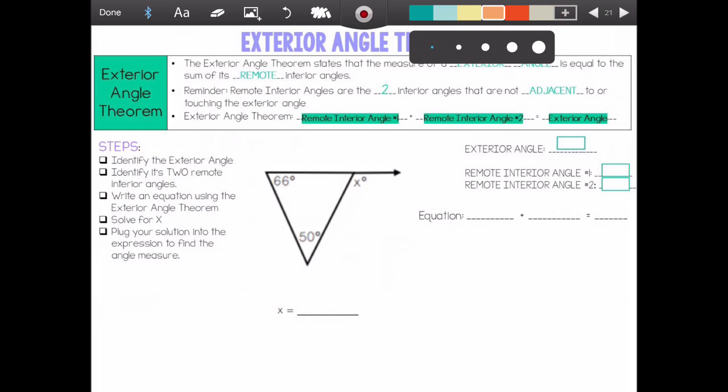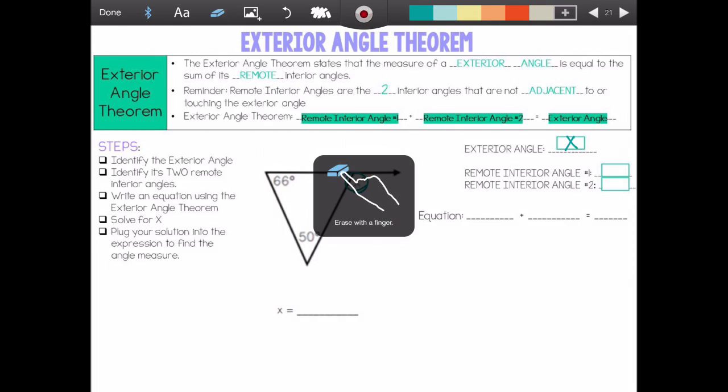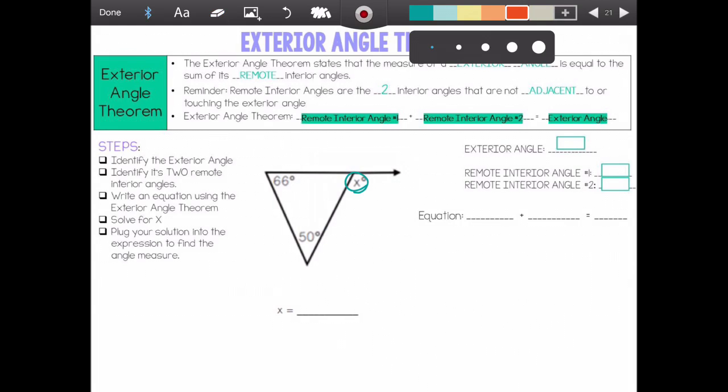So, first things first, we need to identify the exterior angle. In this case, the exterior angle happens to be our variable. So that's right here. All right, let me get my, okay. Now, that's x. Actually, let me use a different color. Okay, now we know where our exterior angle is located. Now we can find its remote interior angles, which are 60 and 55 degrees.